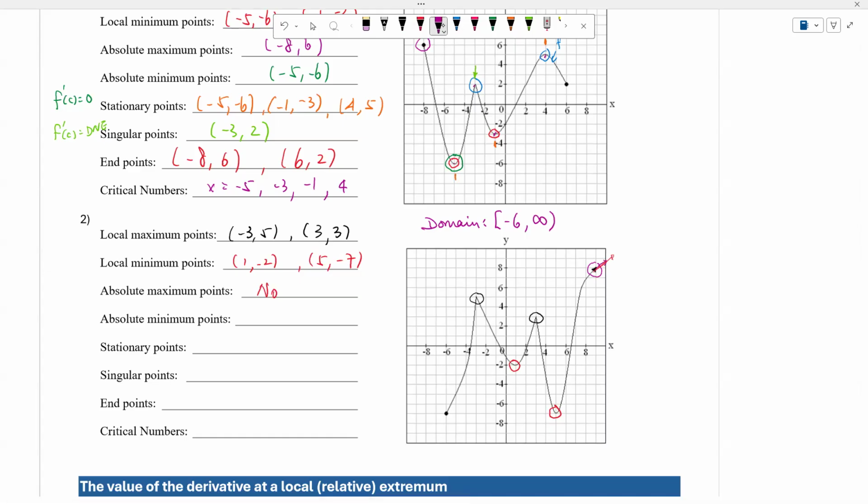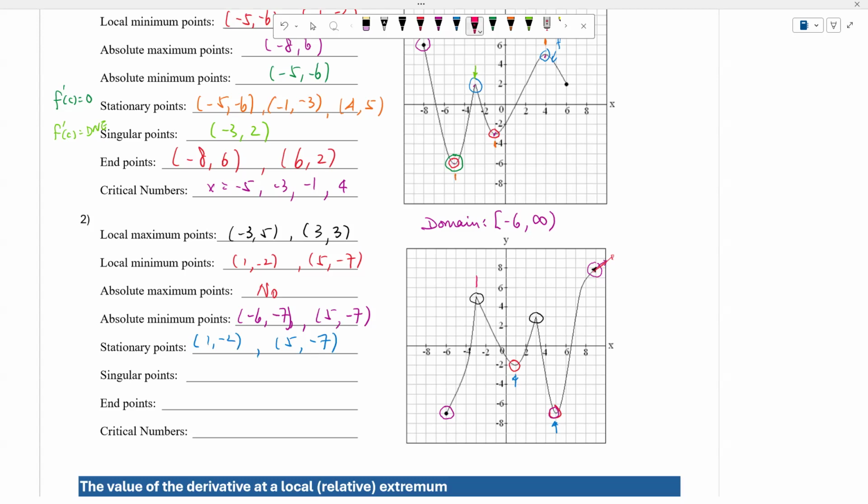Okay. Then how about the absolute minimum points? So in this case, I have two of them. Okay, so then they are (-6, -7) and (5, -7). Then how many stationary points? Okay, so in this case, probably this one and this one right here. So I have two of them: (1, -2) and (5, -7).